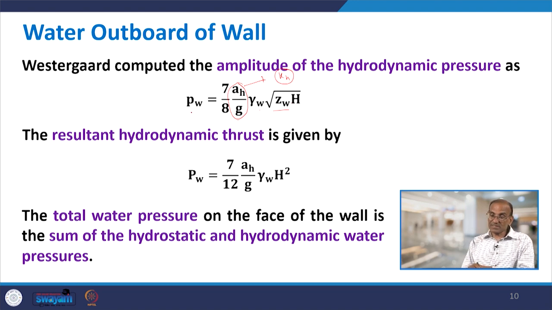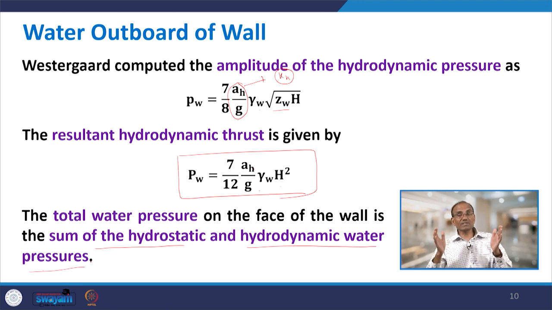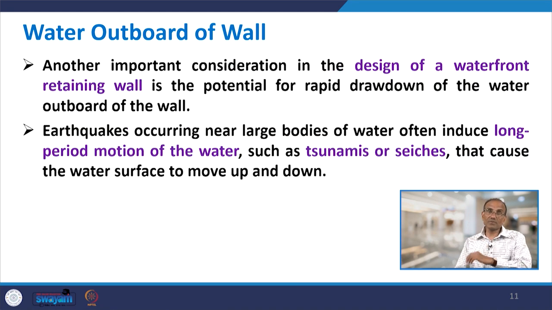If you integrate, this was the distribution of pressure. The resultant hydrodynamic thrust is given by this relation: P = 7/12 (AH by g) gamma W H squared. Naturally this is the total, coming after integration over the height of the wall, so ZW does not come into the picture. The total water pressure on the face of the wall is the sum of the hydrostatic and hydrodynamic water pressures. Hydrostatic water pressure does not vary with time, and the hydrodynamic pressure varies with time, so you calculate the maximum value, and the total will be the sum of both.